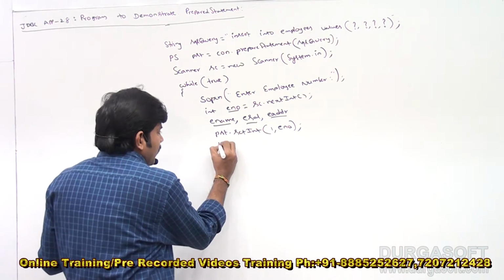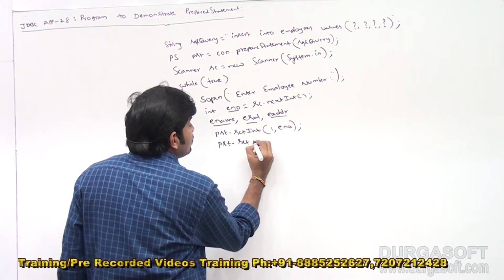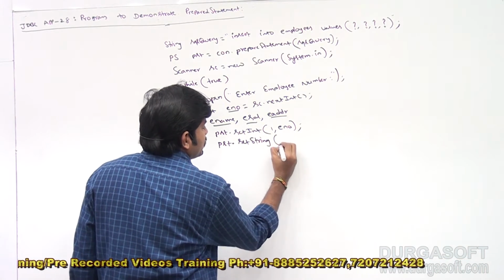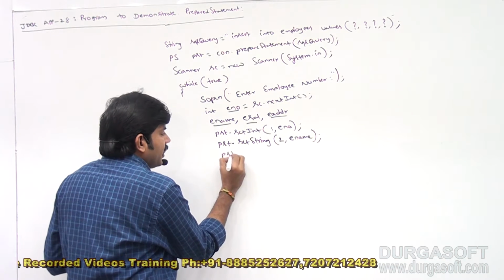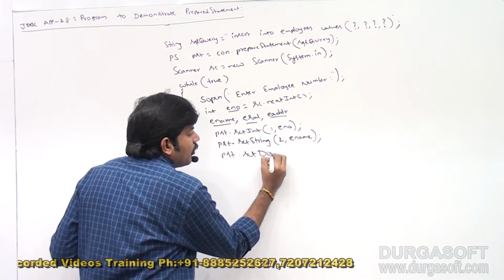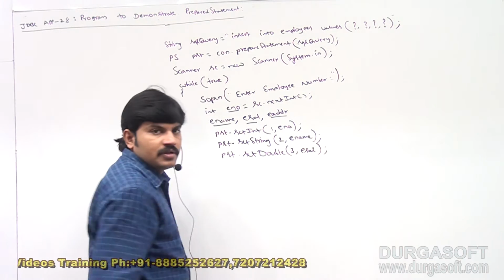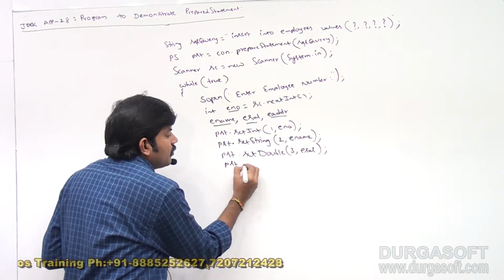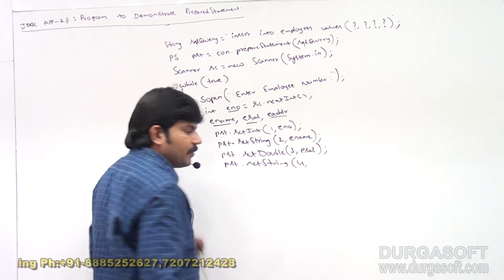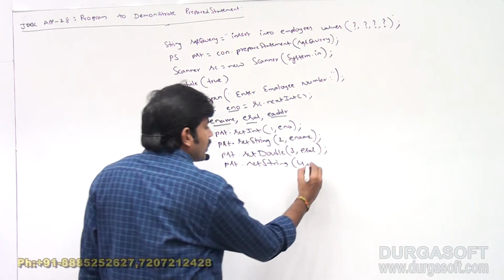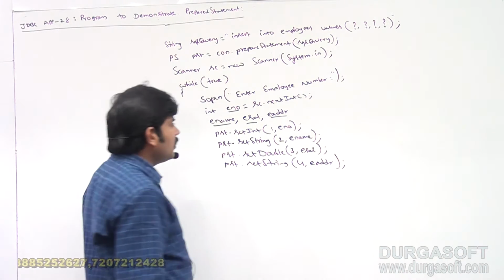Observe that. Similarly, can you please guide what is the next one, sir? PST.setString(2, ename). Are you getting? PST.setDouble(3, esal). Next, PST.setString(4, eaddress).